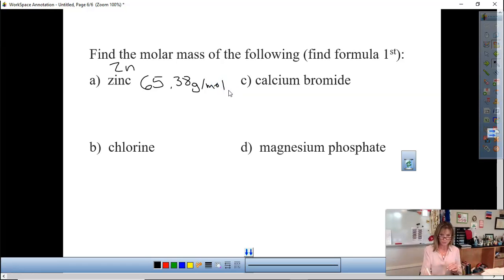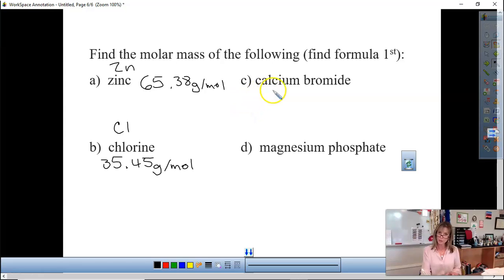How about number 2, or B? Symbol for chlorine, Cl. Find it on your periodic table. It's over here in the halogens. What's the molar mass for chlorine? 35.45 grams per mole.